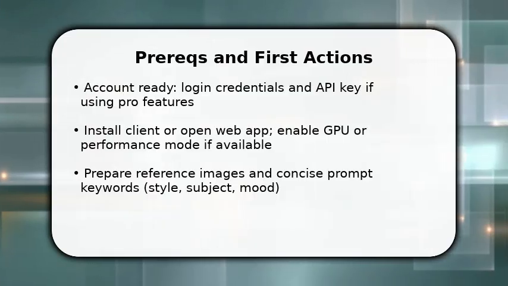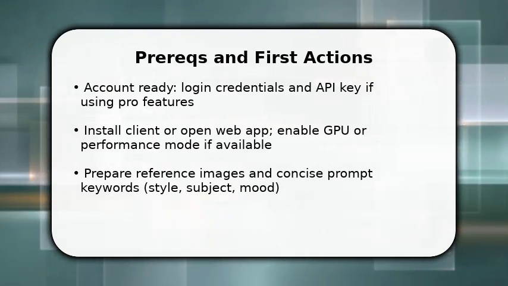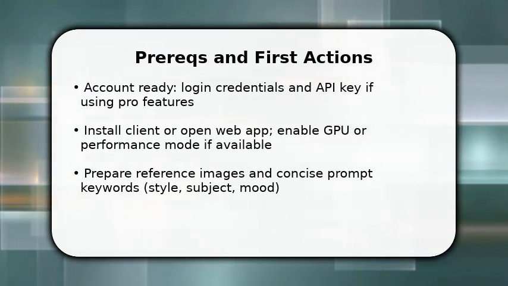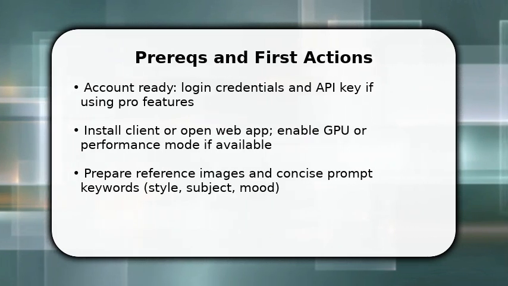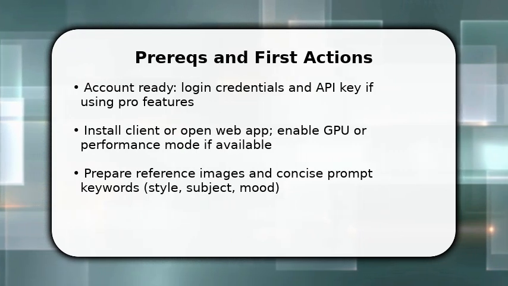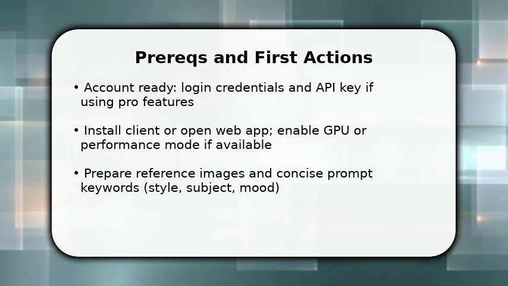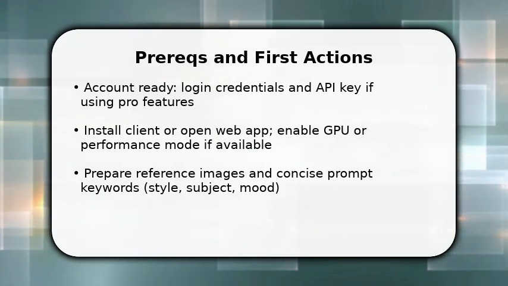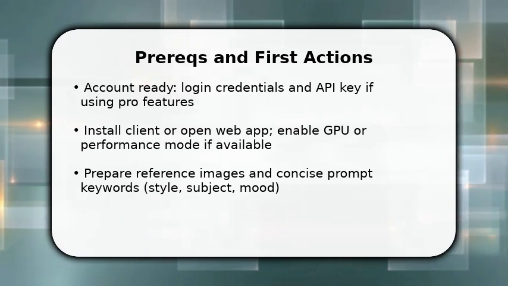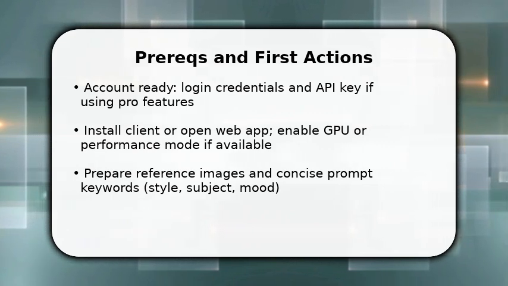You start by confirming prerequisites: your Janus Pro account, API key, and a workstation with GPU enabled. Once done, open the app or client and choose the Pro profile so you get higher resolution models and faster inference. You should also gather 1 to 3 reference images and jot down concise prompt attributes like style, subject, and mood. This saves iterations. Make sure to set the output folder and preferred file format before moving to the next step.